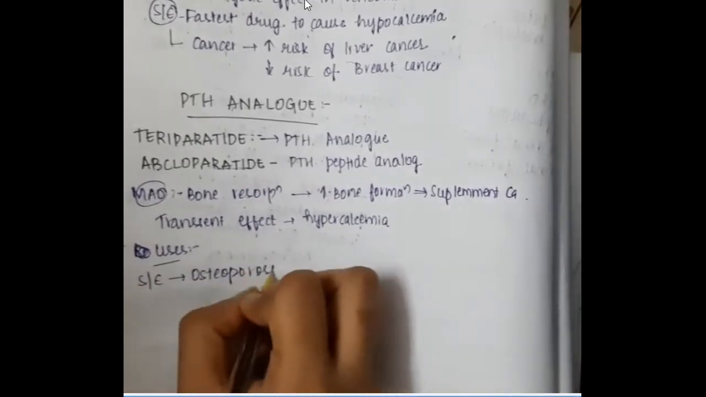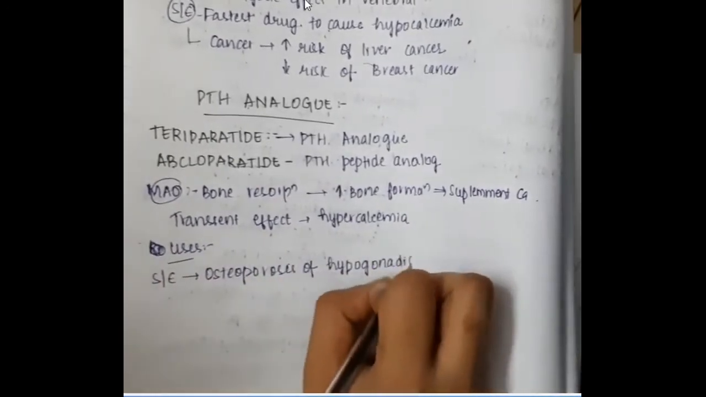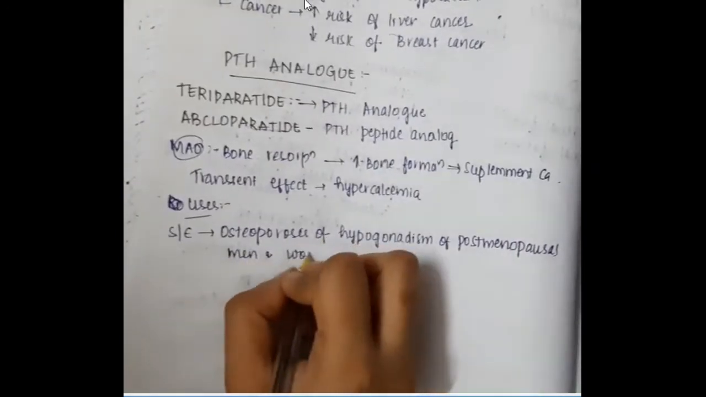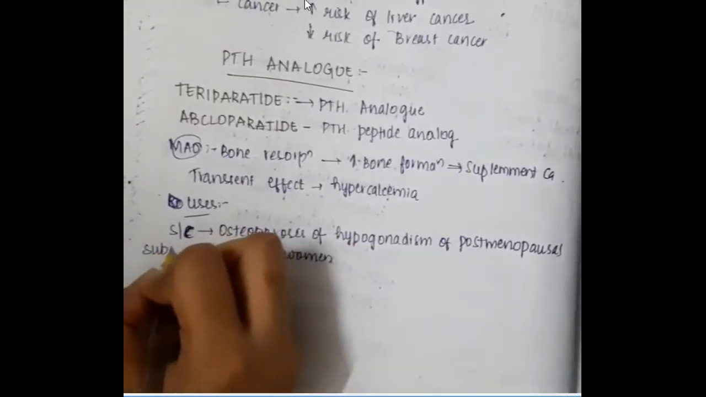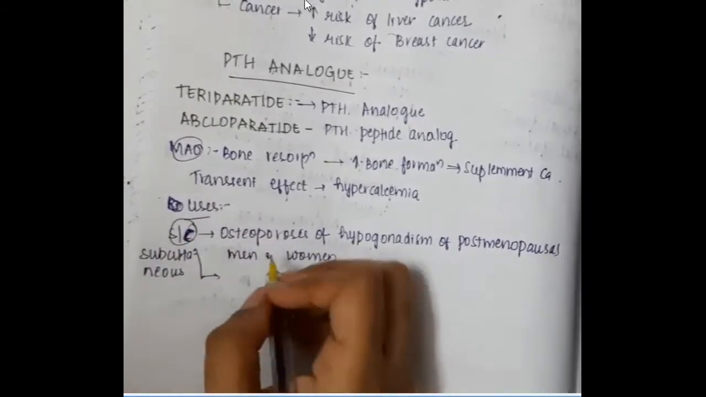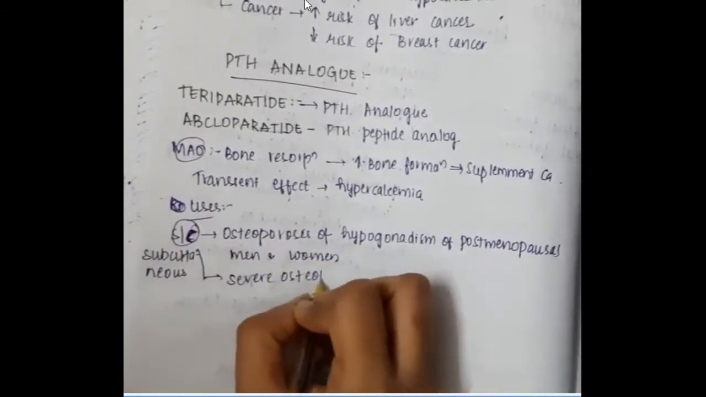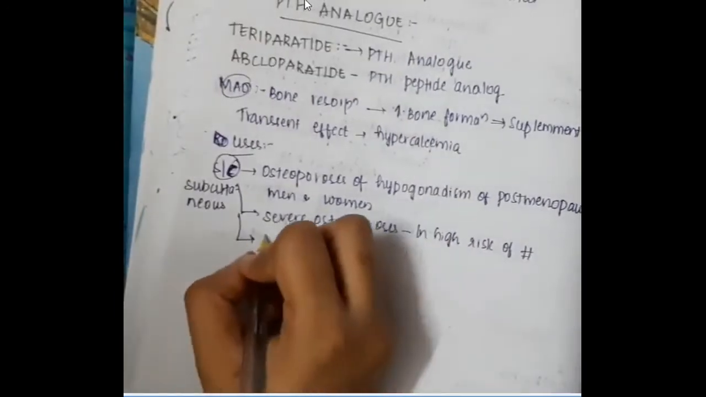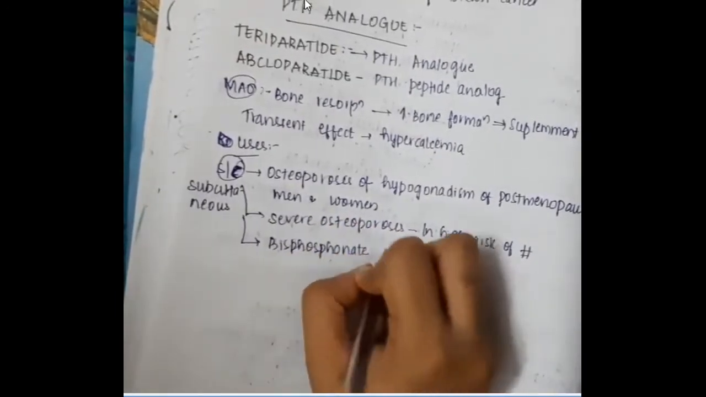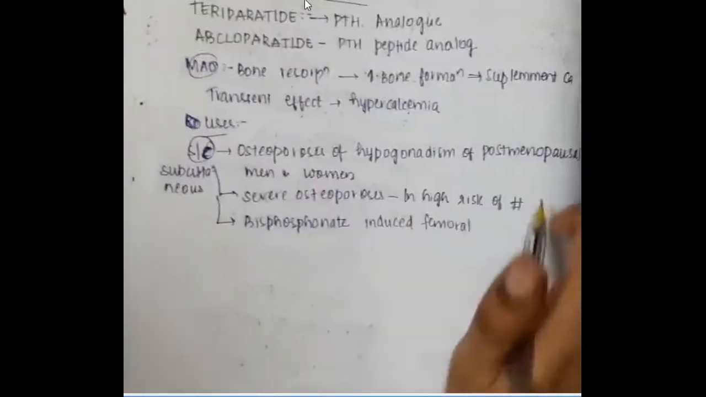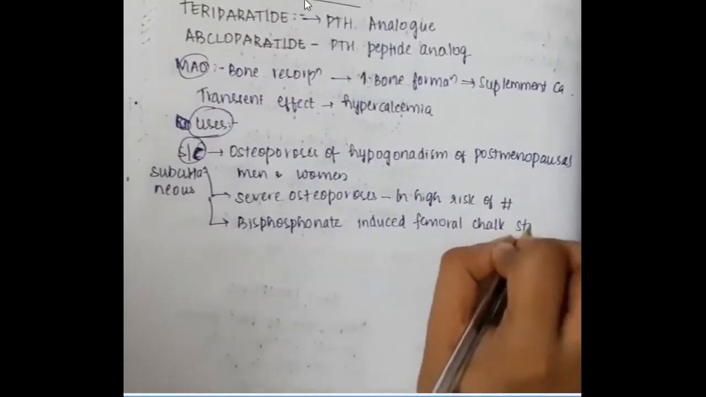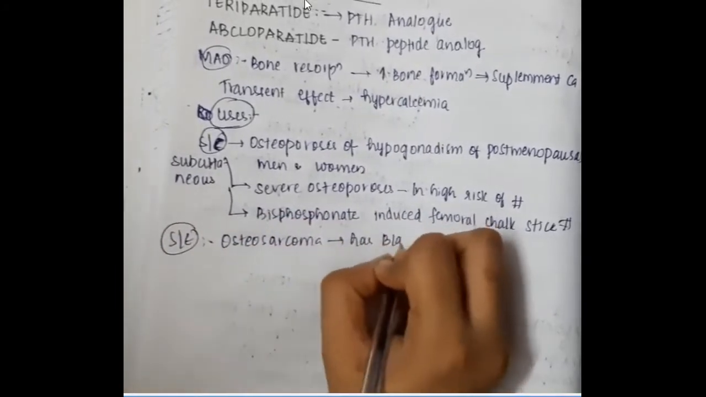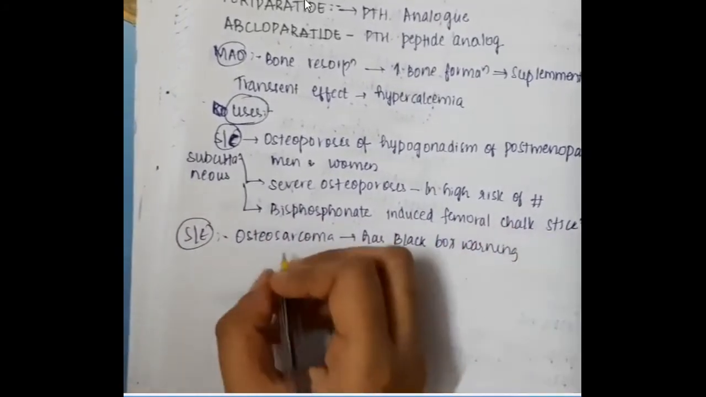If you see the uses, they can be used subcutaneously for osteoporosis of hypogonadism and in postmenopausal men and women. They can be used subcutaneously even in severe osteoporosis, in high risk fractures. For bisphosphonate induced femoral chalk stick fracture, we use these parathyroid analogues.